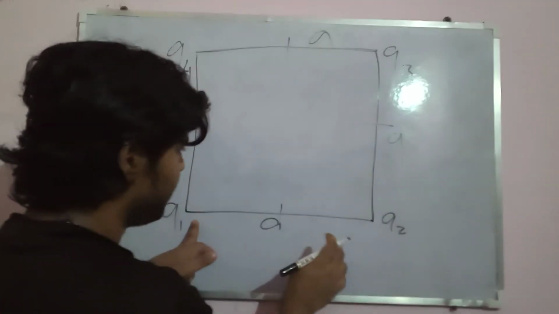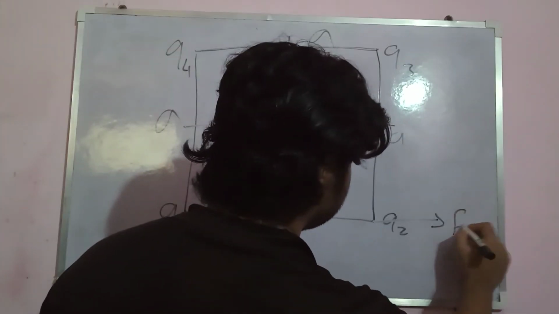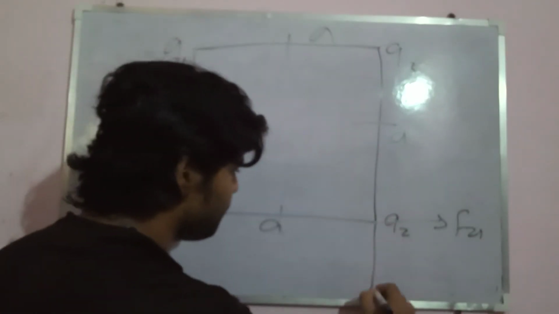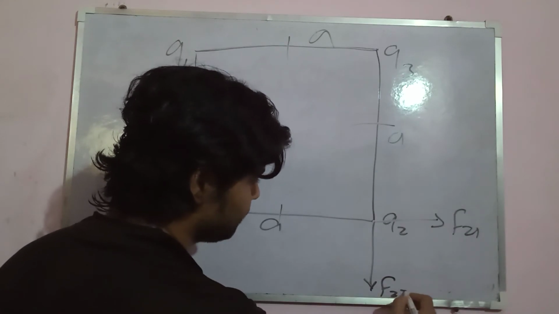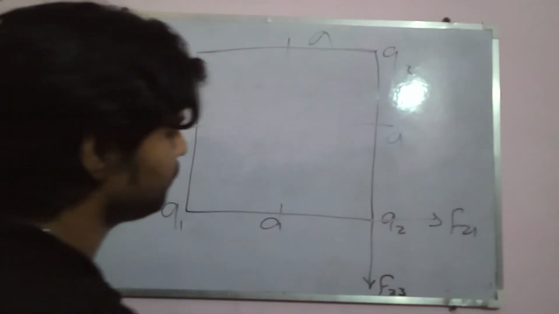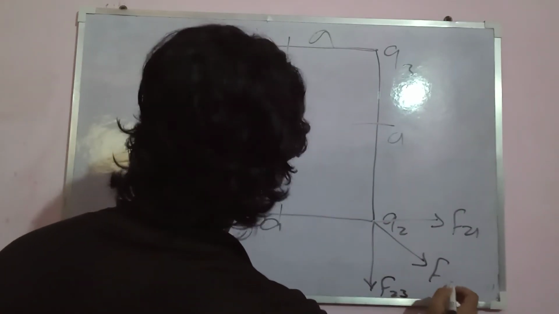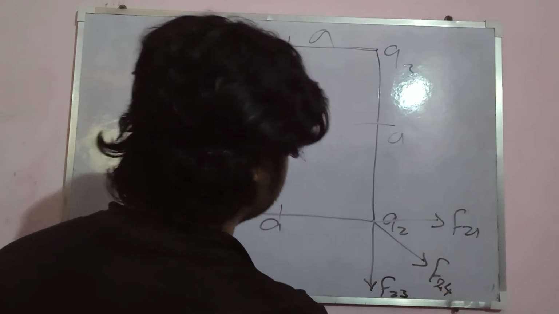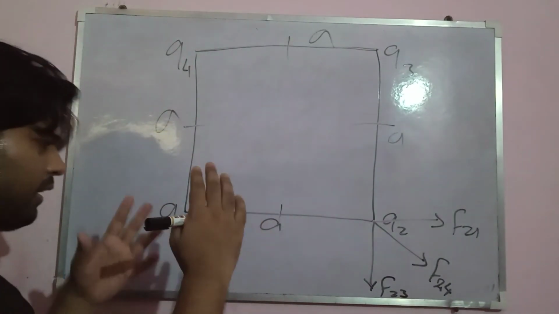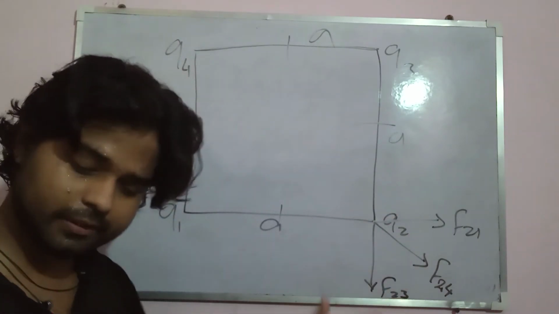Suppose, see here, the force by Q1 on Q2 is repulsive, so it will be in this direction. The force by Q3 on Q2 is also repulsive, and it will be in this direction. And the force by Q4 on Q2 is also repulsive, and it will be in this direction. So this time you'll have to add these 3 forces to get the resultant force.